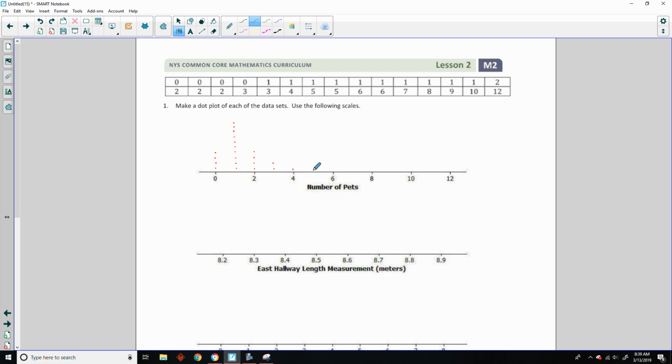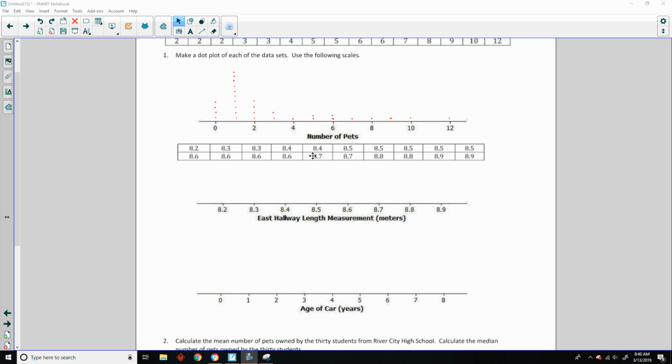And there are 2 5s, and there are 2 6s, and there's 1 7, and there's 1 8. Okay, 6, there were 2. 5, there were 2. 7, there was 1. 8, there's 1. 9, 1. 10, 1. And 1 12. Okay, so there is the dot plot for number of pets.